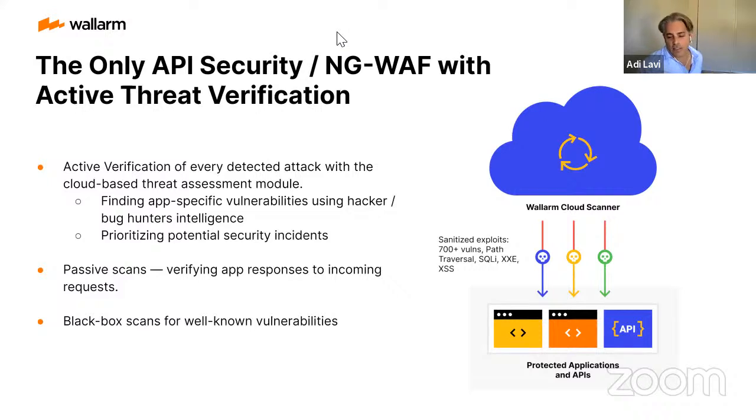Okay, and that's the last unique feature that I want to talk about. That's the active threat verification. So again, it's a second layer of value. Not only do we stop the malicious request, we also validate if the application is vulnerable to this type of attack. If it was just a drive-by attack, Wallarm stopped it and you're good to go.